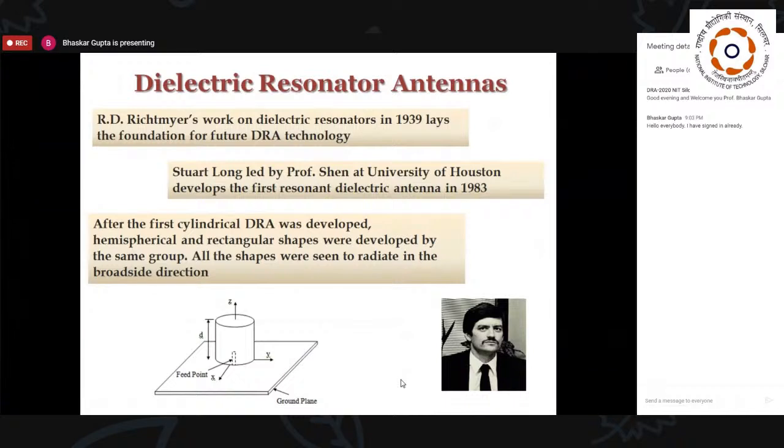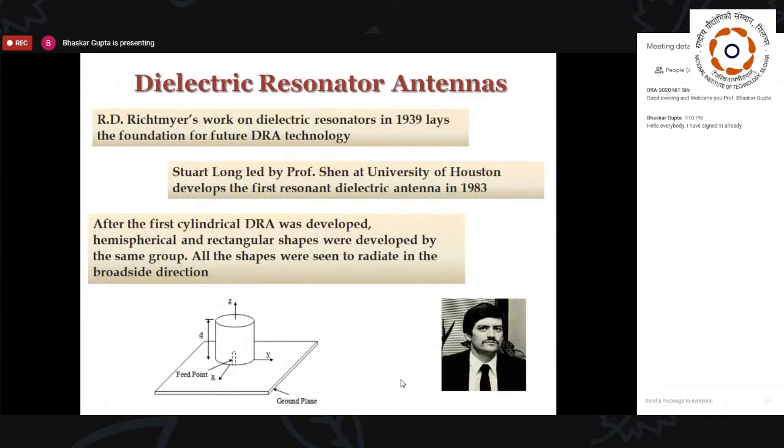Actually, DRAs showed us a way out amongst all the miniaturized antennas. The miniaturized antennas research was started with microstrip. DRAs showed us in terms of broadbanding one step forward. I think all these are already known to you. Richtmyer's work in 1938, 39, way back, laid the foundation. But Long and Shen at the University of Houston developed the first resonant DRA in 83 only.